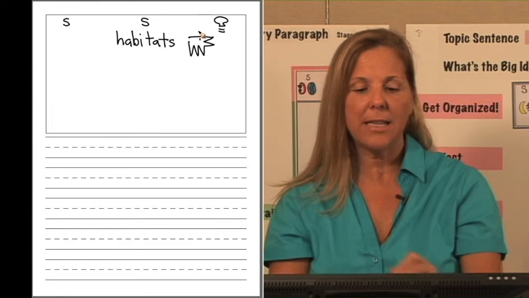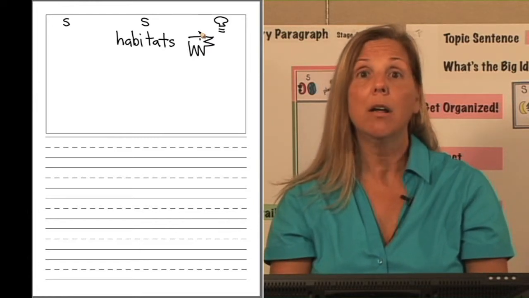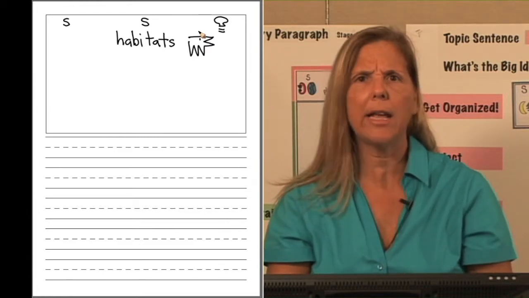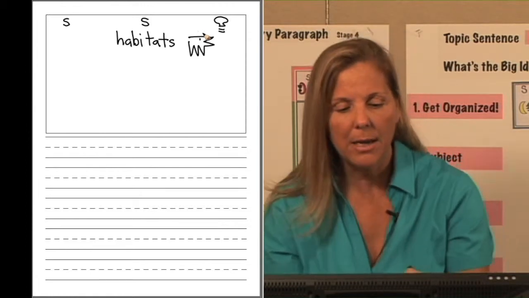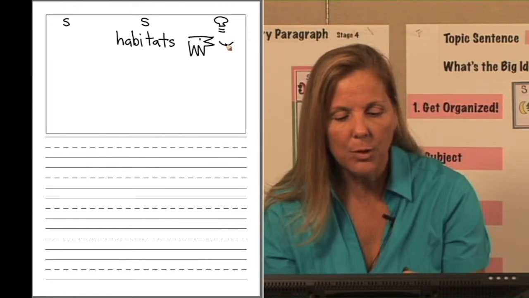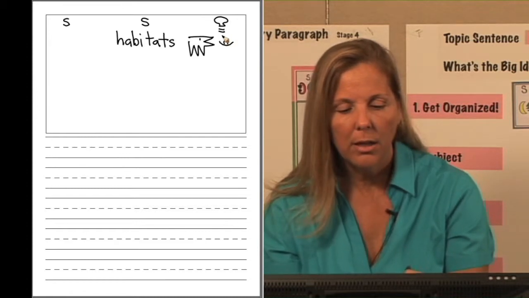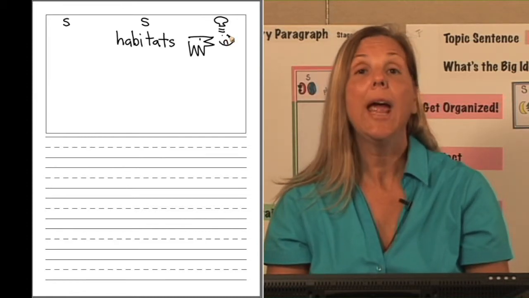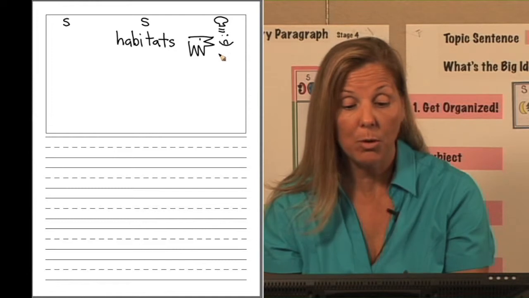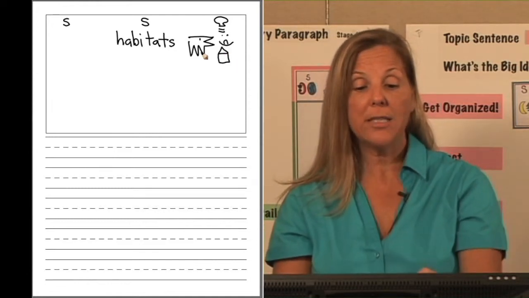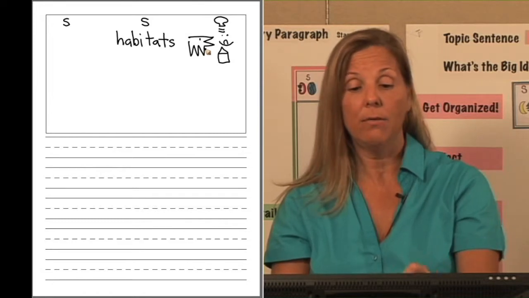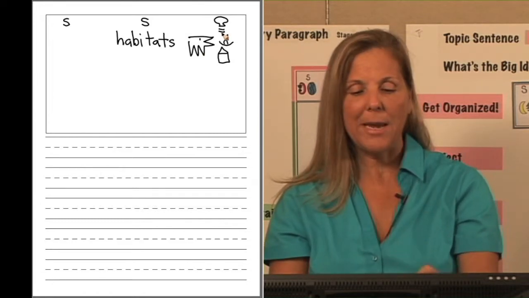So habitats are places where animals, okay, what about animals? What do they get from their habitat? Turn to your buddy and tell them. And then maybe we'll have somebody say food. So we'll put like a little tongue, getting food, and shelter. So maybe we'll make like a little house for shelter. So habitats are places where animals get their food and shelter. We have our big idea.